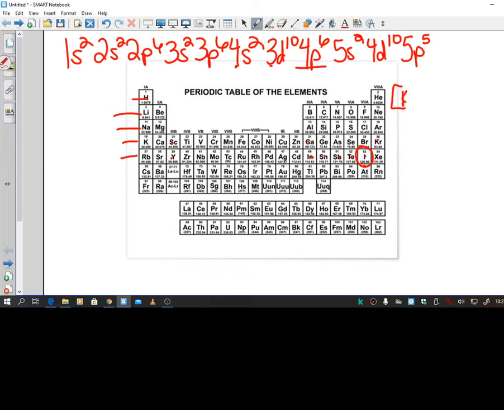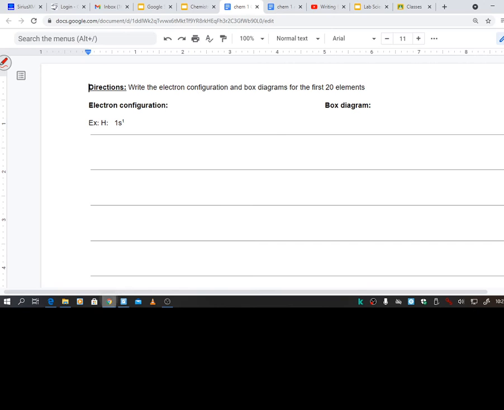So I'm going to put krypton in brackets, and then I'm going to write the rest of this: 5s2, 4d10, 5p5. Now, if I did not have this to look at, I would go up here and write krypton, and then I would just start from right here. Go 1, 2, 3, 4, 5s2, 3, 4, 4d10, and then 2, 3, 4, 5p5, which is what I have there. So if I did not have this to look at, that's what I would do.